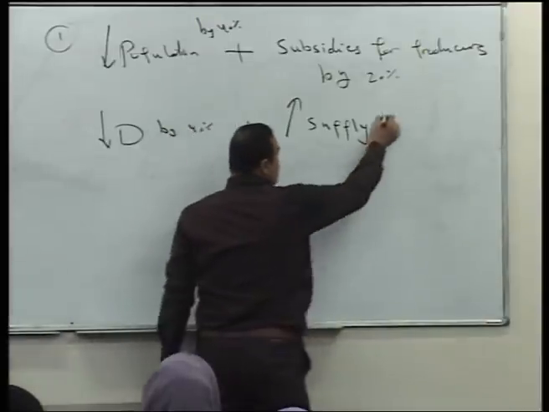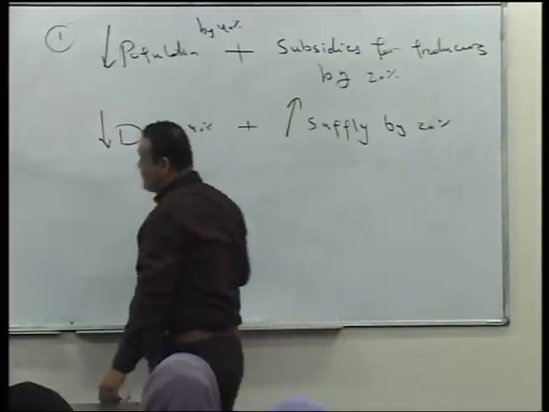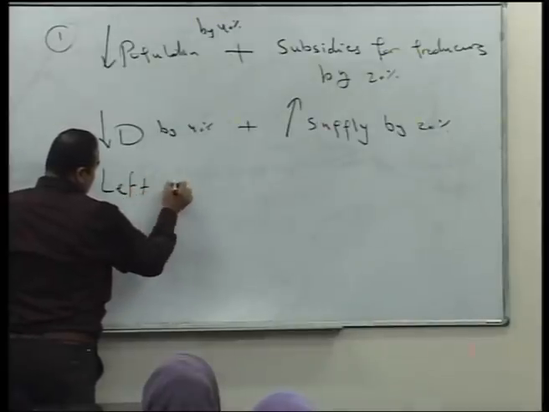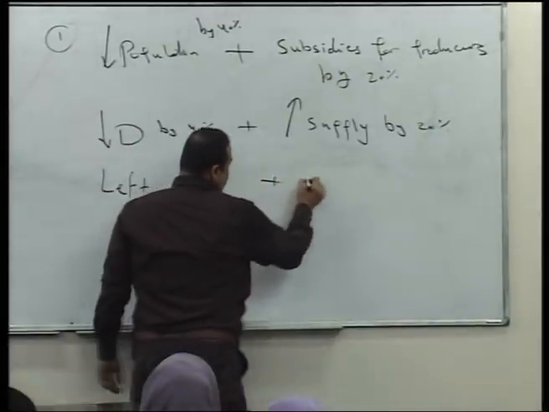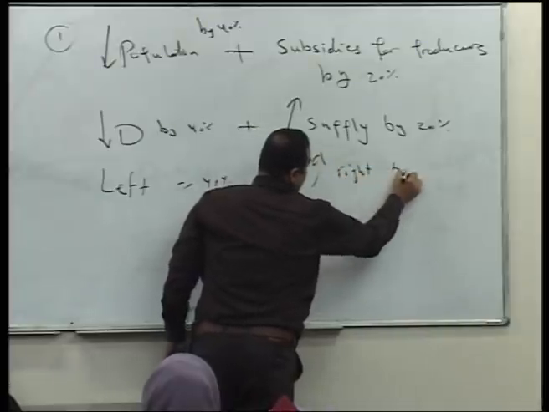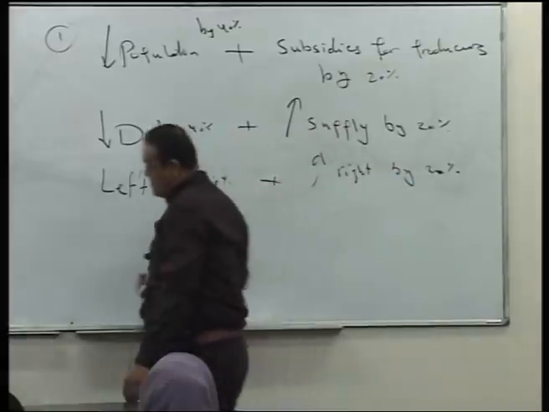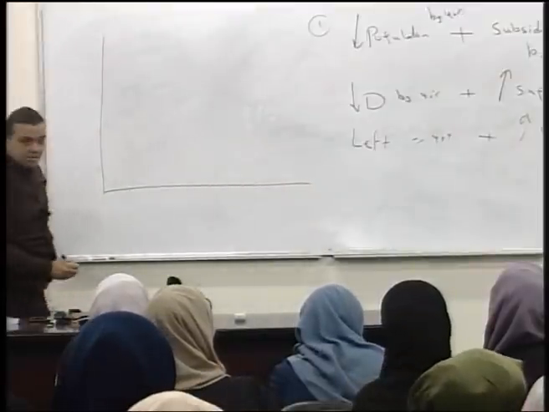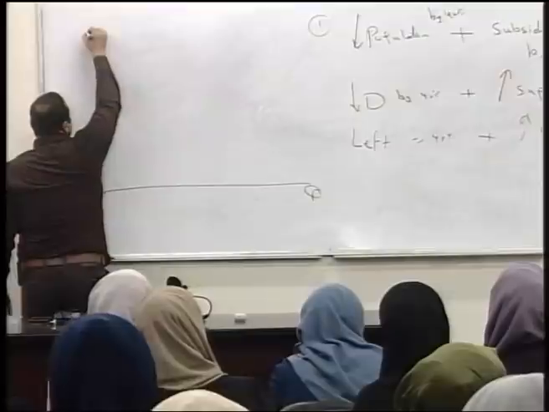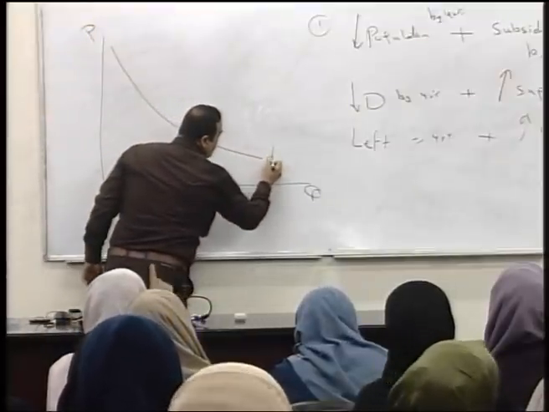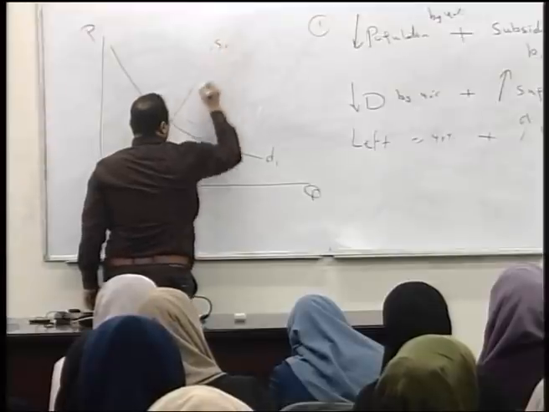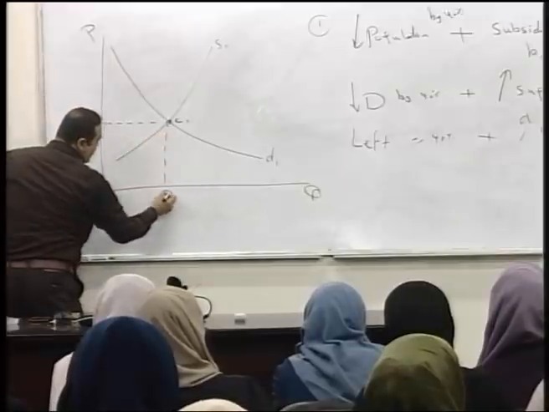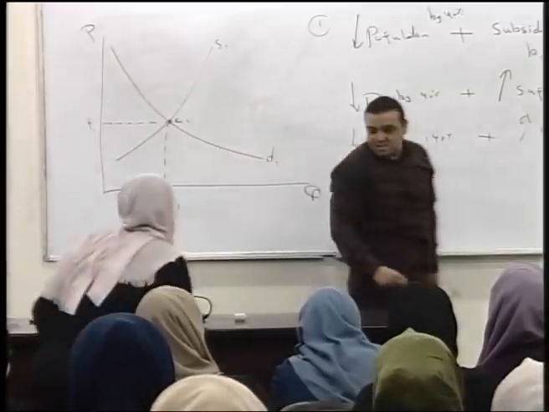By 20%. So this shifts left by 40% plus this shifts right by 20%. So Q, price, D1, S1, E1, P1, Q1. Come and do it, but in another color.